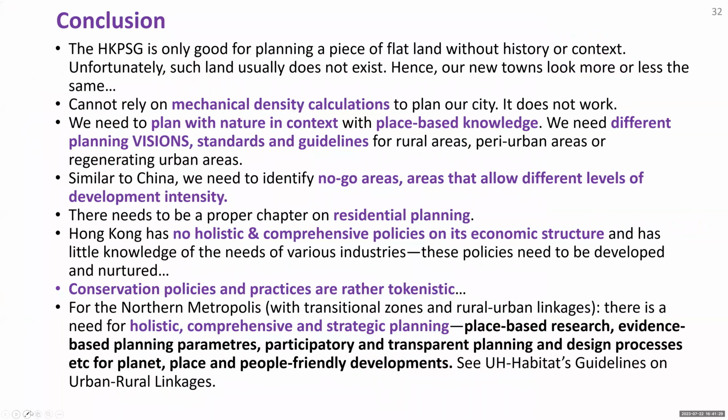Okay, so what I want to conclude before we have some further discussion for the whole group is that I think maybe HKPSG would be okay if you are just planning for a piece of flat land without history and context. But unfortunately, such land usually does not really exist. Definitely not in a city like Hong Kong, because even our new towns have a lot of villages in their vicinity.